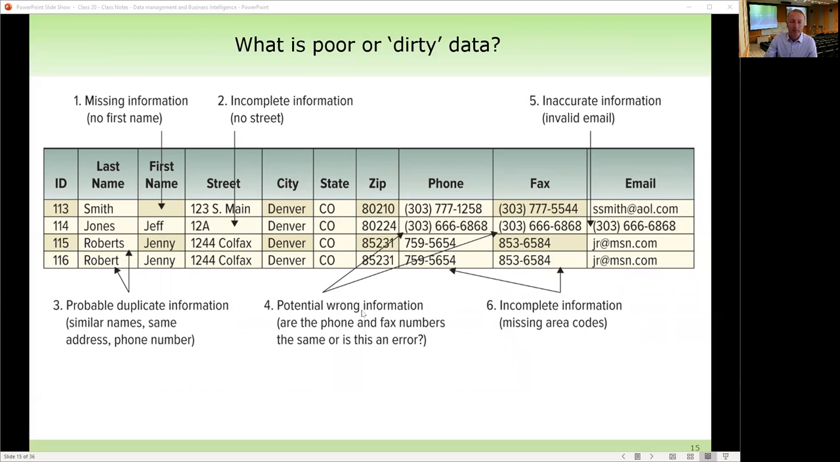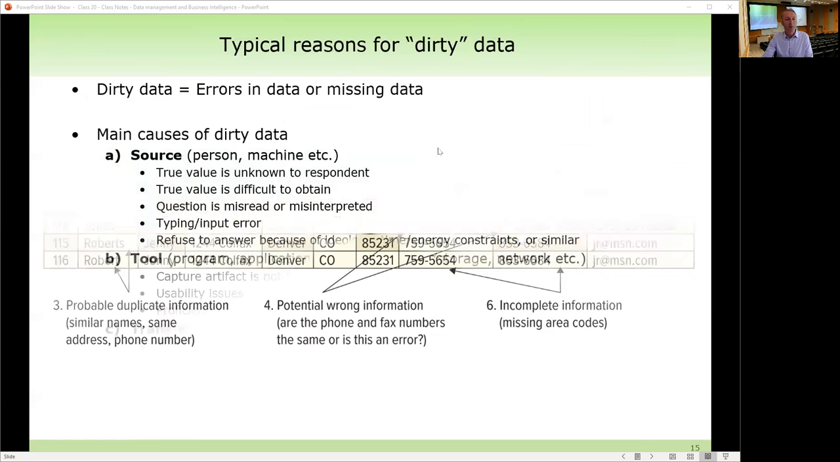If you look at the telephone numbers here, you can see that we have a phone number and a fax number that's the same. Would we expect that to be different? Yes, we might. So that could potentially be some wrong information here. And then you can also see by the phone numbers that they do not have area codes in front of them, which means that these records would be incomplete. And then you can see here in an email field, we have a phone number instead of an email, which is then inaccurate or invalid information. So those are examples of poor or dirty information in a database.